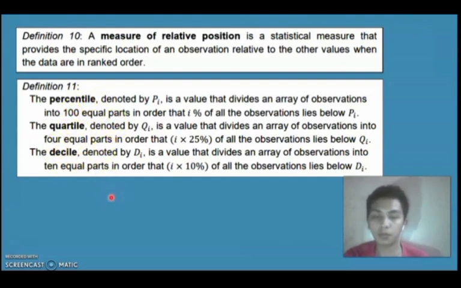Percentile, denoted by Pi, is a value that divides an array of observations into 100 equal parts, in order that i% of all the observations lie below Pi.